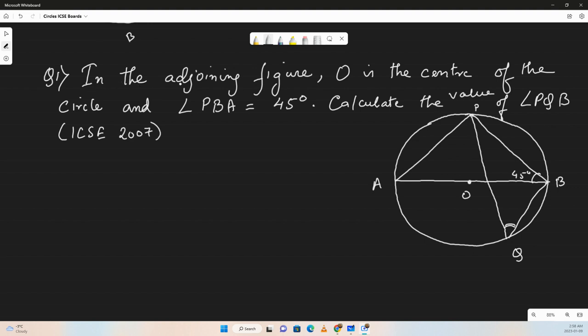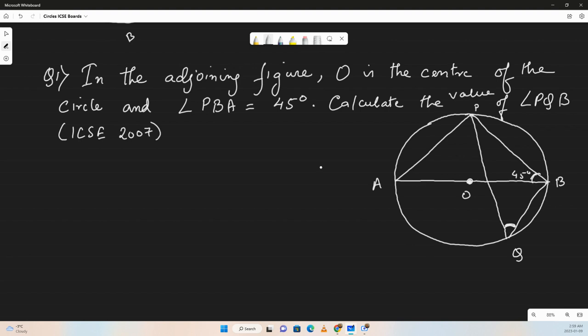So it says that in the adjoining figure, O is the center of the circle. So this is O, and angle PBA, which is basically this angle, is 45 degrees. So we have to calculate the value of PQB, which is what I have highlighted here. Okay, so how can we do that? So first of all, we see that AB is the diameter, right? Because O is the center, so AB is the diameter.